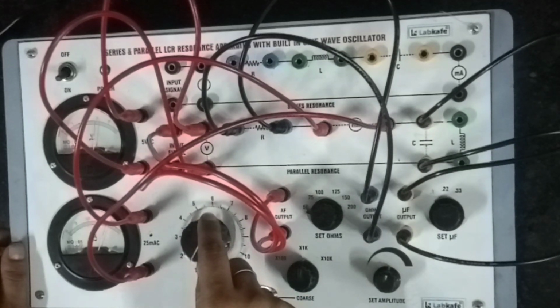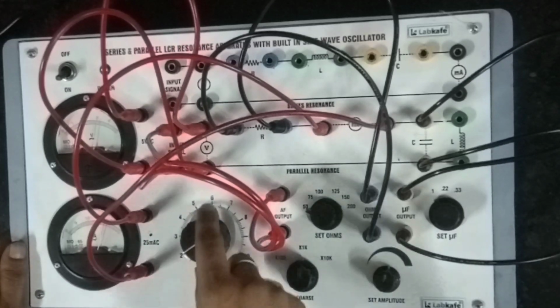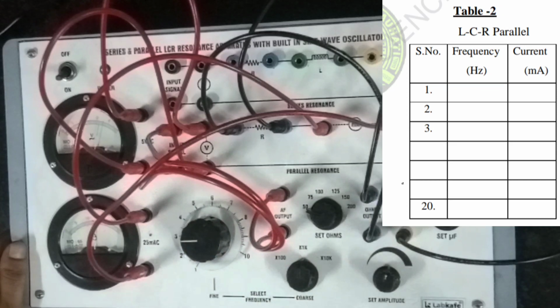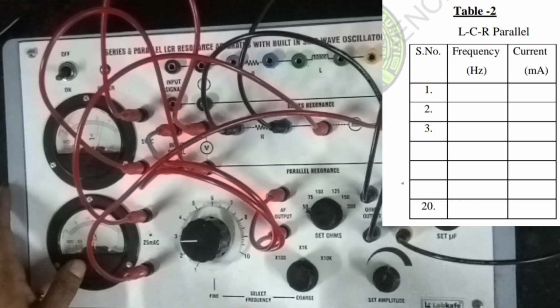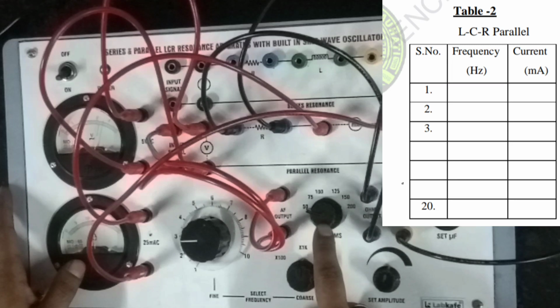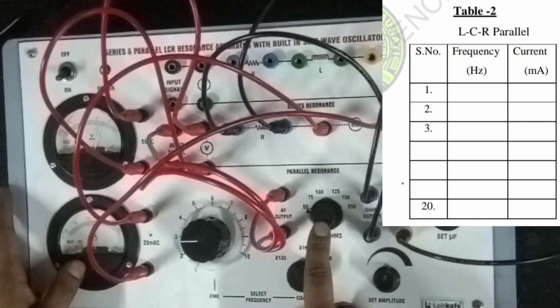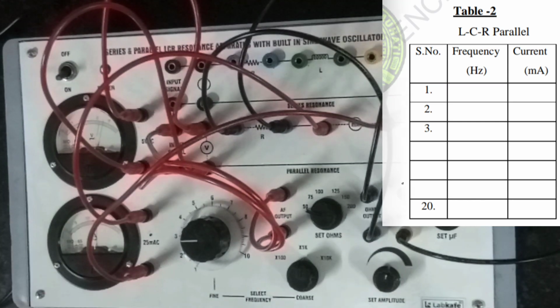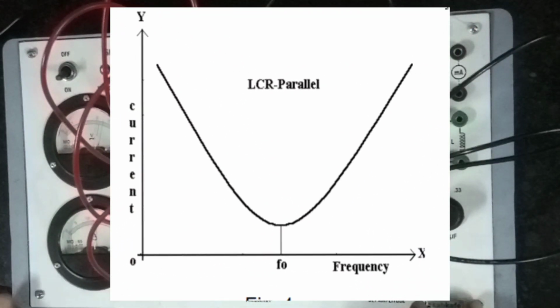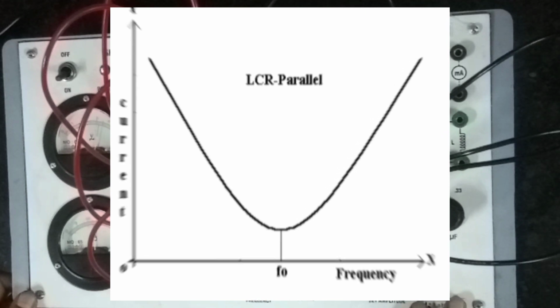Then we will start adjusting the frequencies at regular intervals and noting down the current in the emitter, and record it for various different frequencies. Similarly, we will also repeat this experiment for different values of resistance and capacitance, and finally plot the frequency versus the current graph.